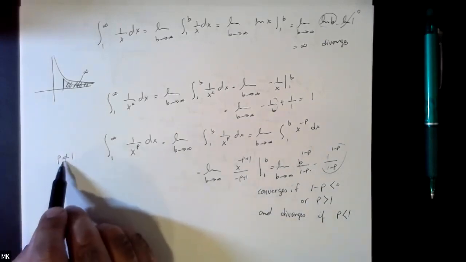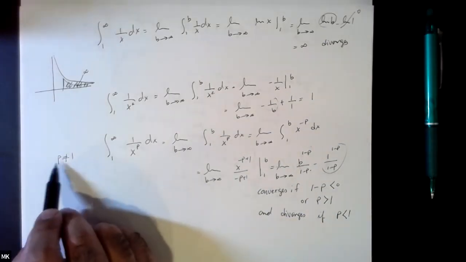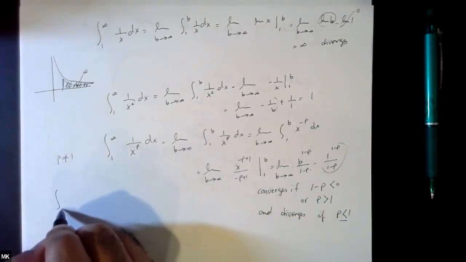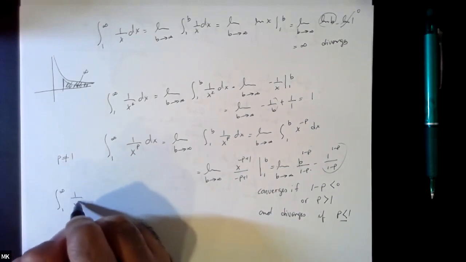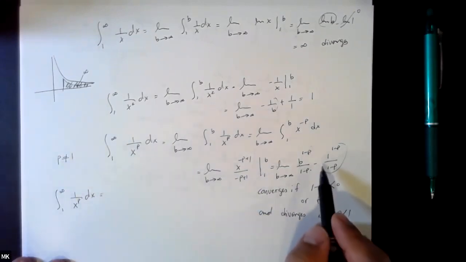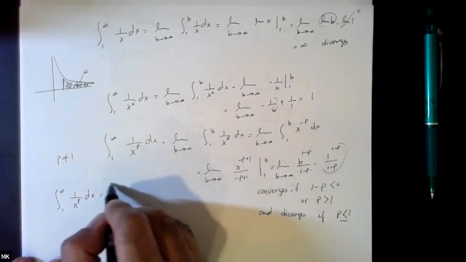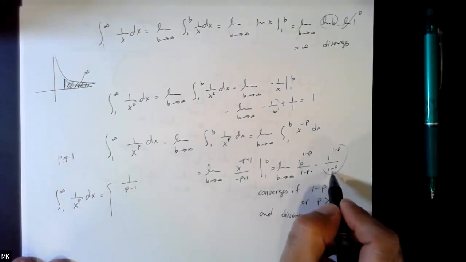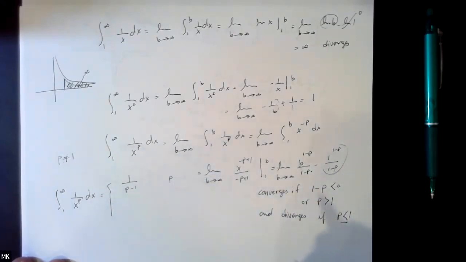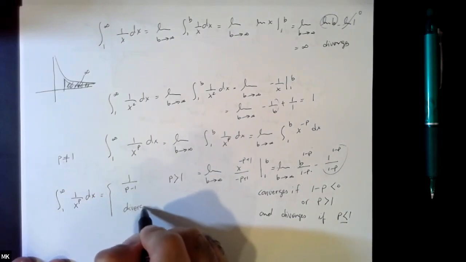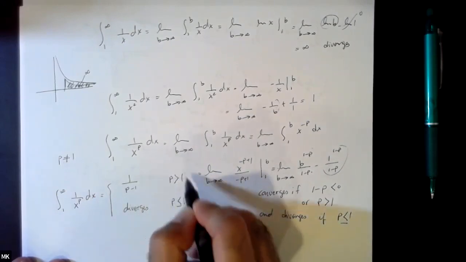In fact, also when p is equal to 1, it diverges, because we already know that at p equal to 1, it will be divergent. So the integral from 1 to infinity of 1 over x to the p dx is equal to 1 over p minus 1, if I push the negative through, when p is greater than 1, and diverges if p is less than or equal to 1.